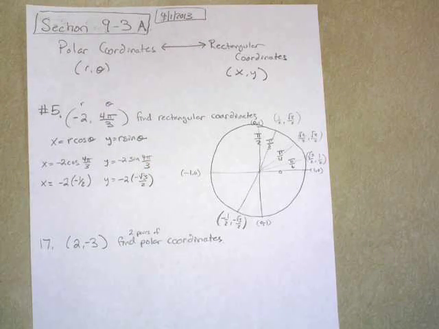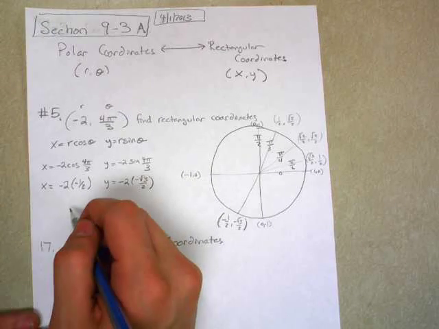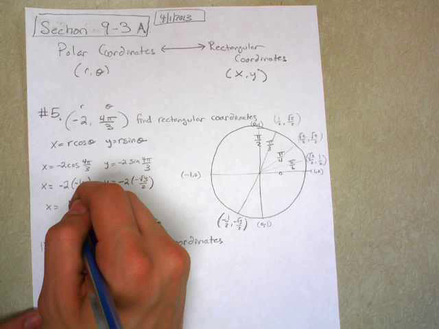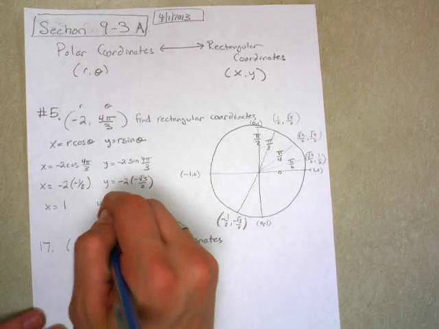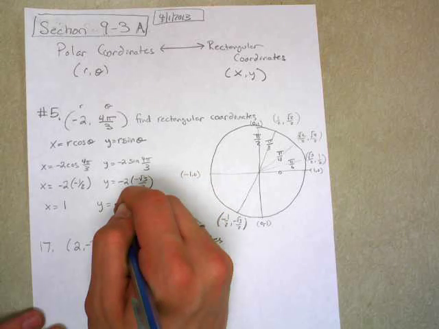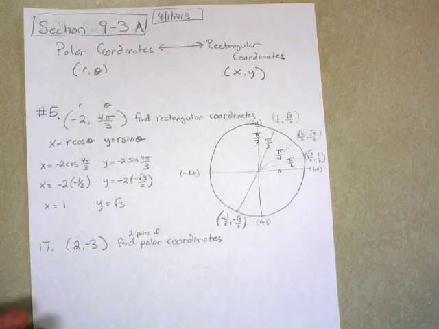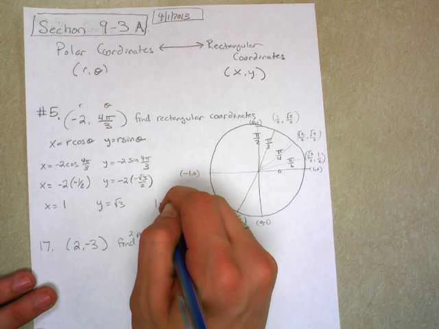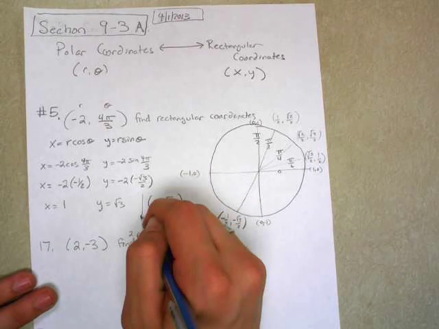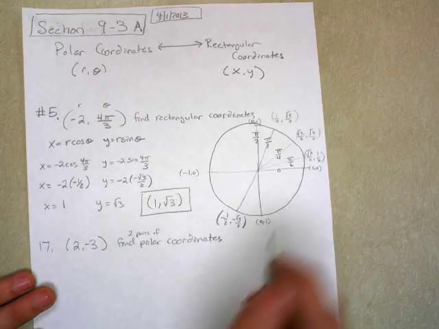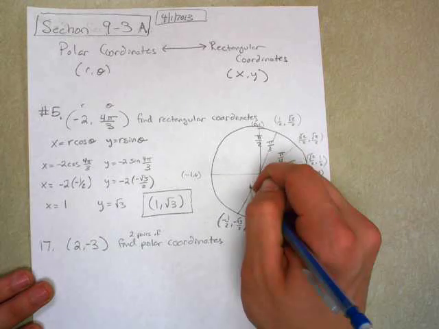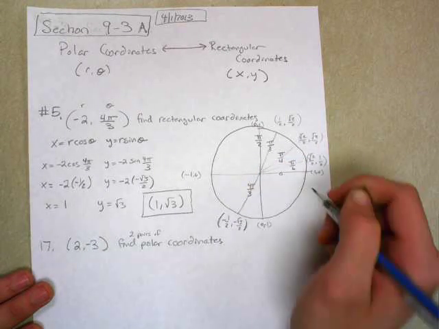So last but not least, we're just going to go ahead and write this as a pair. We have x is equal to -2 times -1/2. X is equal to 1. Y is equal to -2 times -√3 over 2. It's going to equal √3. So our final coordinate pair for this is going to be 1, √3. We can box that in. So that is our x, y. This is our angle 4 pi over 3.